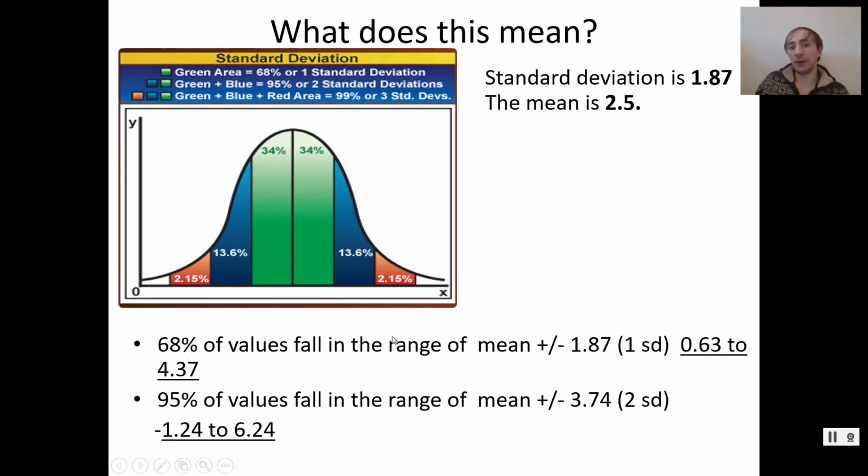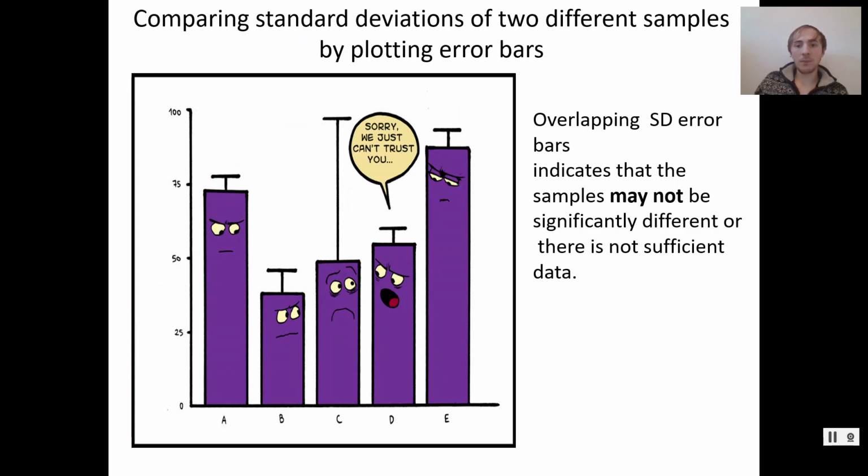okay, so that's just applying the data you got. So 68% of the values will fall in the range of the mean 0.63 to 4.37, and 95% of the values will be between minus 1.2 and 6.24. Fine. Right, here's the key point.